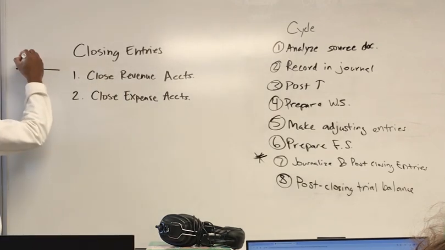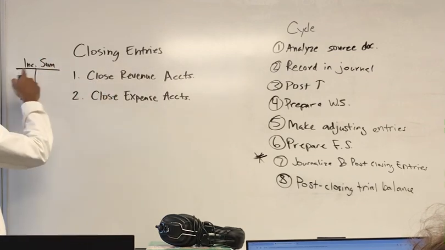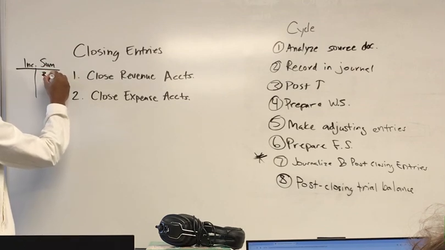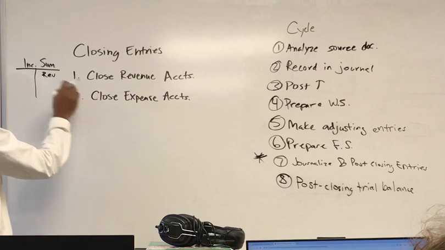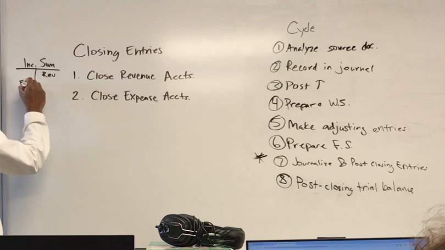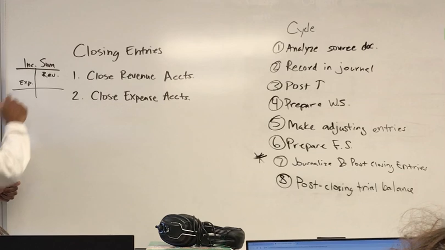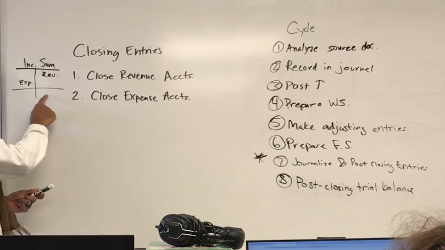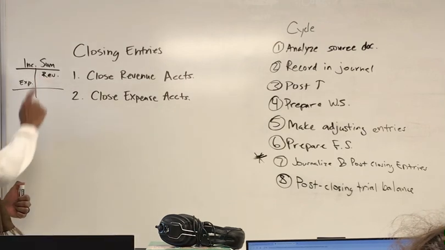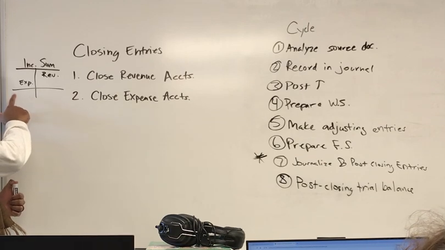All right, so here's our income summary account, right? And when we close revenue, we're gonna debit revenue and credit the income summary. And then when we close expenses, we're going to credit expenses and debit income summary. So if it winds up that our revenue is greater than our expenses and we have net income, we'll have a credit balance in the income summary account. If it winds up that our expenses are greater than our revenue, then we'll have net loss and we'll end up with a debit balance in the income summary account.